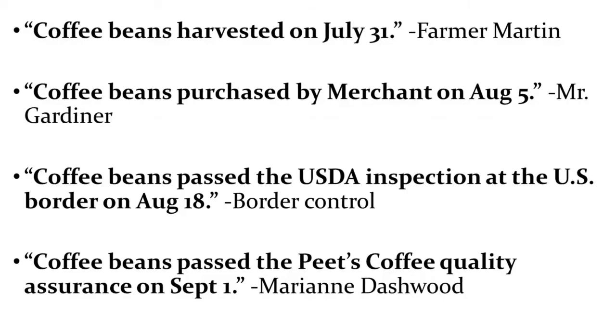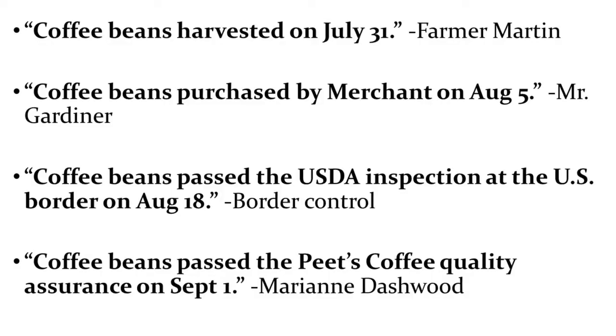The messages written onto the blockchain along the way might look like these. Coffee beans harvested on July 31st. Coffee beans purchased by merchant on August 5th. Coffee beans passed the USDA inspection at the US border on August 18th. Coffee beans passed the Pete's quality assurance on September 1st.